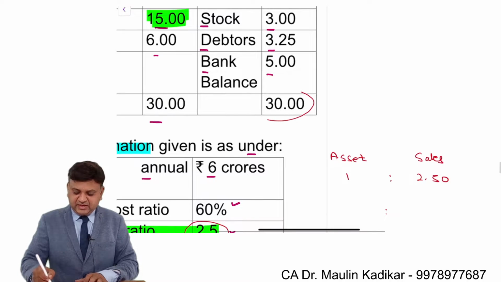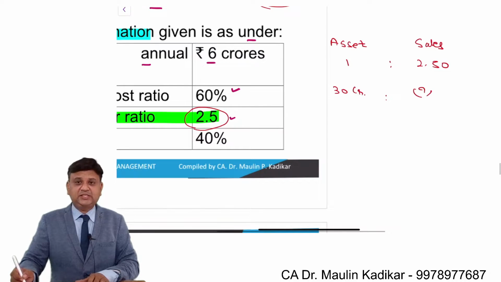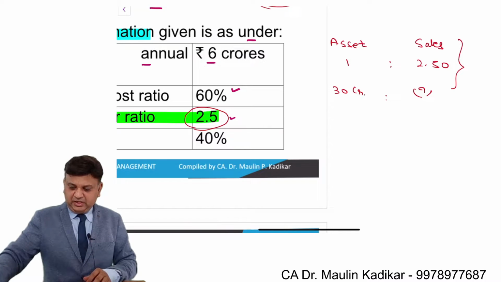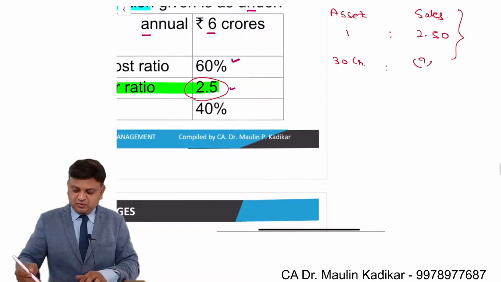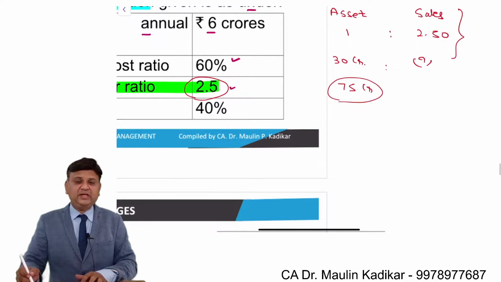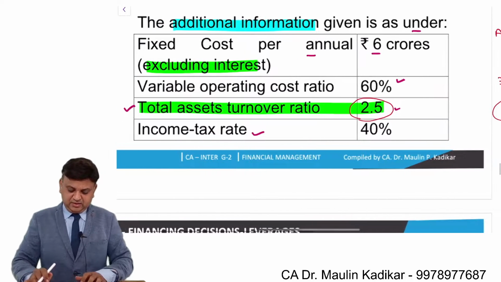What is the value of the assets of the company? 30 crore. So we can say that the sales of the company will be this amount. Use your calculator: 30 into 2.5, that comes to rupees 75 crore. This is the first working note that we need to prepare because the sales value is of course required.